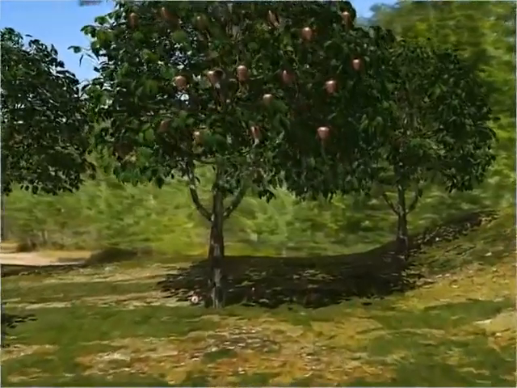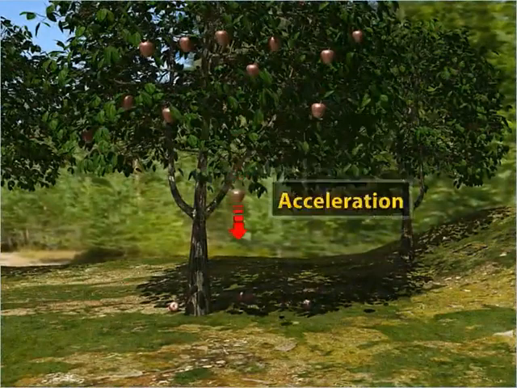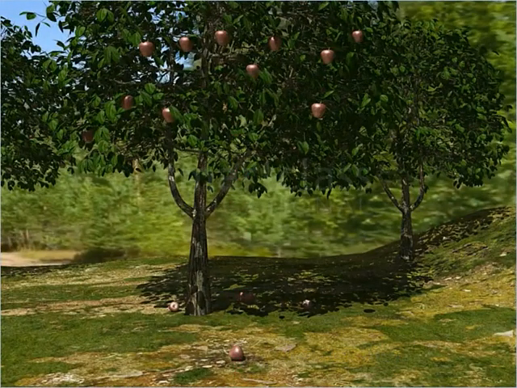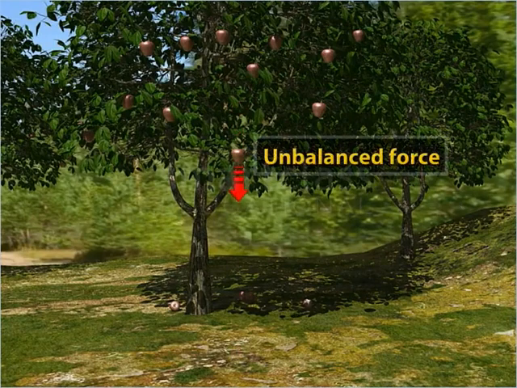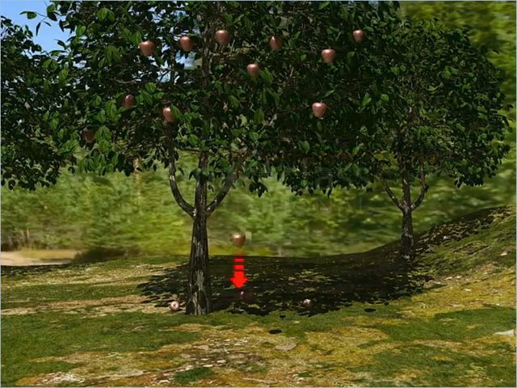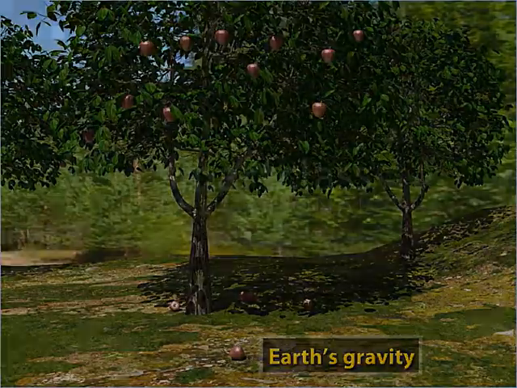According to Newton, the apple which had been initially at rest was accelerated towards the ground. Since this happens only under the influence of an unbalanced force, there should be some force acting on the apple. He concluded that the apple was pulled by the earth towards its center by a force called Earth's gravity.